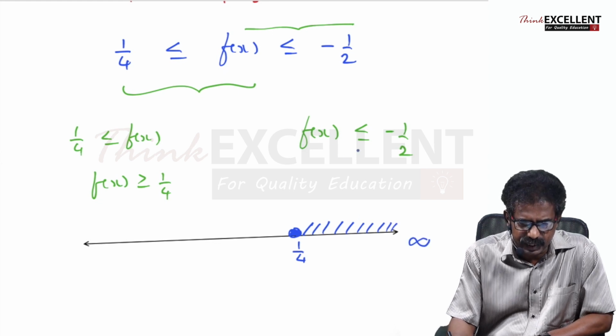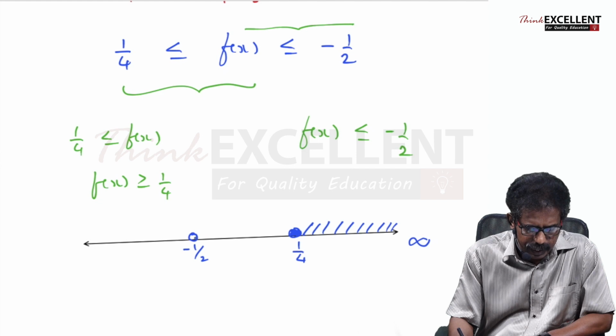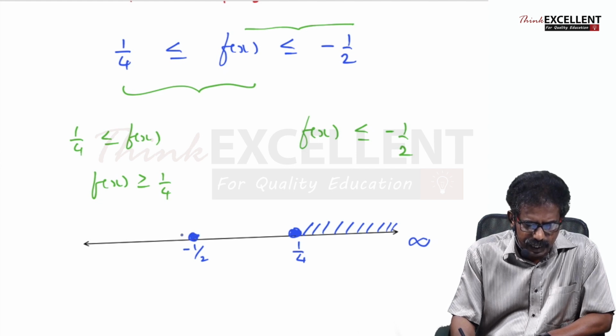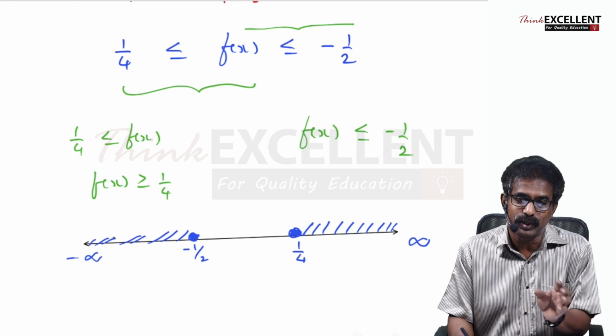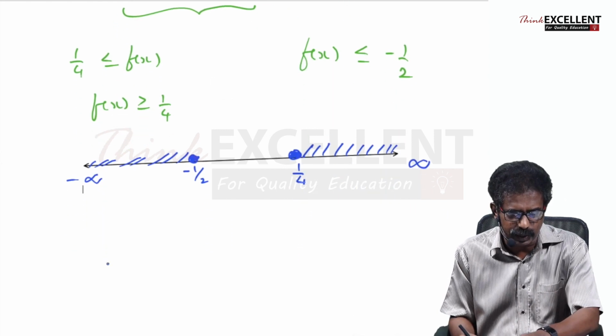Another one, f(x) is less than or equal to minus 1/2. Minus 1/2 will be on the left side, right? Less than or equal to, so that point is also included. The left side values fully go up to minus infinity. Here don't take the common value. So these are the two areas you are getting.